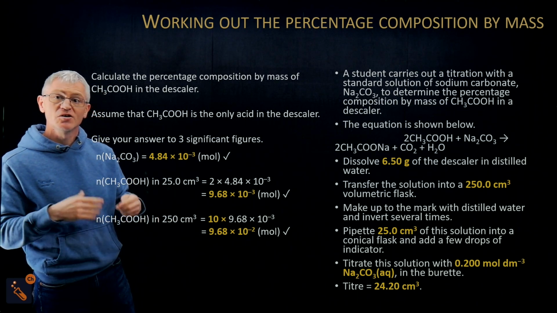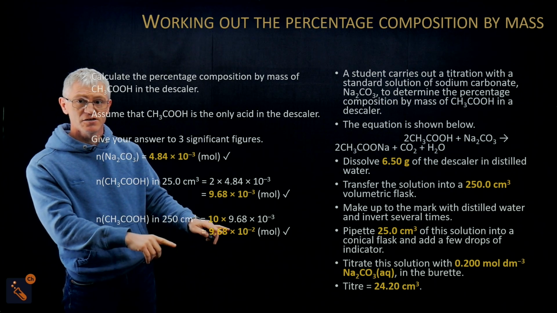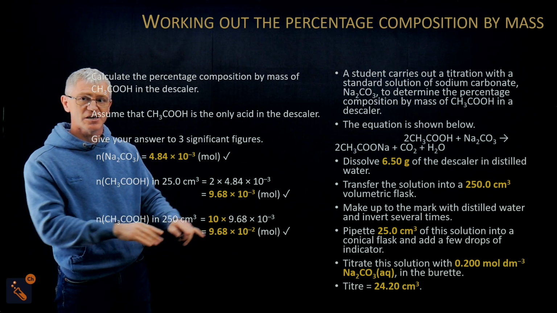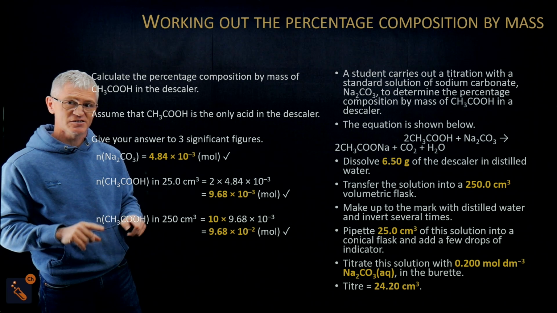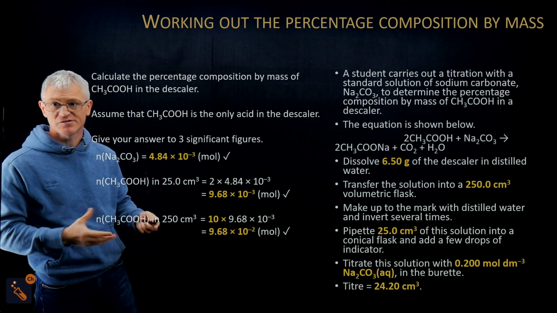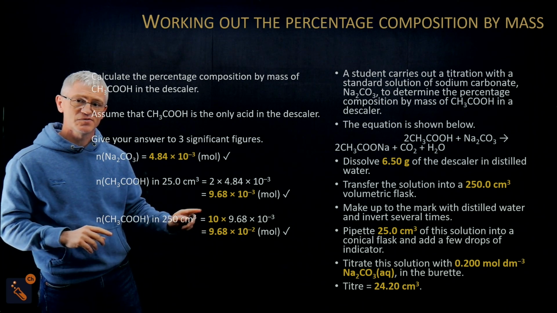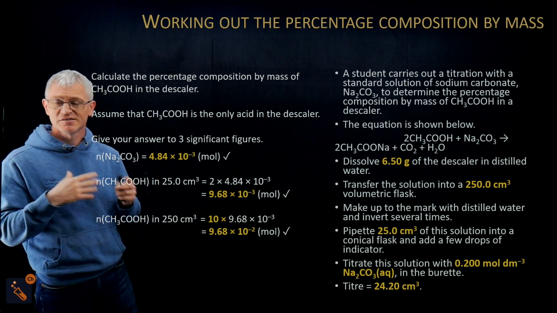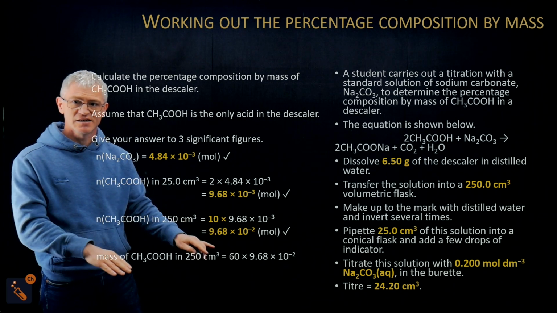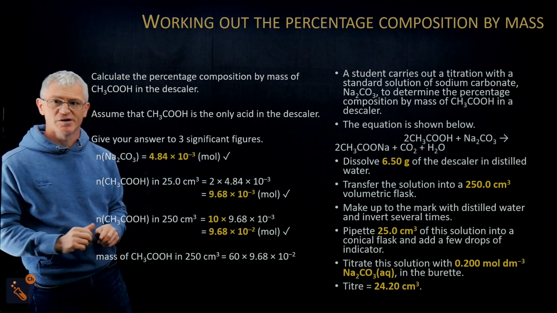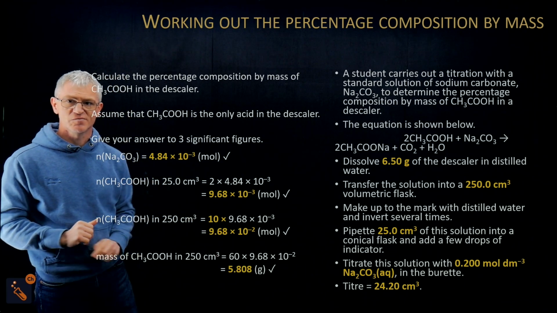Then from that point, we can calculate a mass because we've got the moles. We know the molecular mass of this is 60. If you want to work it out, stop the video and work it out yourself, but it's 60. So moles times molecular mass will give us our mass. And here we have it. Our moles times our molecular mass gets us our mass, which is 5.808.